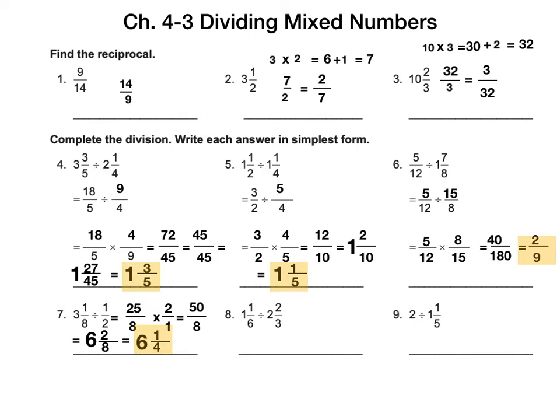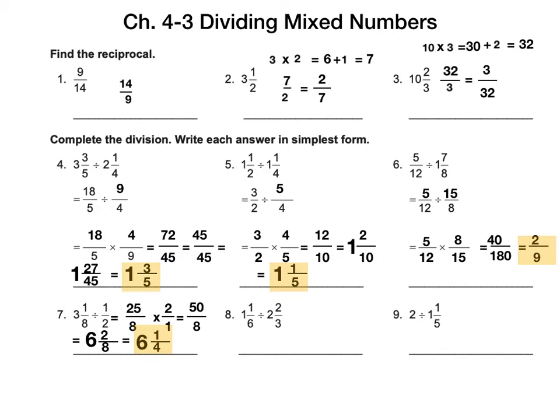Number 8 and 9 still are pretty hard, so we're going to go ahead and get started on number 8. We have 1 1/6 divided by 2 2/3. So what we're going to do is change our mixed numbers into improper fractions. We have 2 of them in this problem, so it's going to be a multi-step situation.